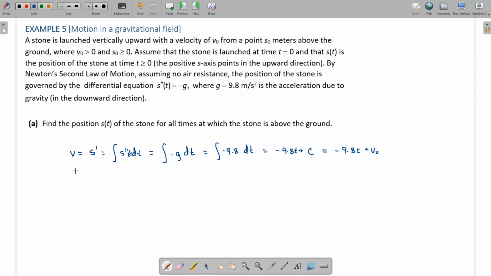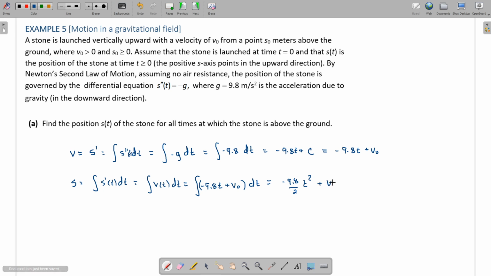And now we want to find position. So we know that position should be the antiderivative of s prime. But s prime is also v, so this is really the antiderivative of v of t dt. And we just found that over here. So the antiderivative of negative 9.8t plus v naught with respect to t is going to give us negative 9.8 over 2 times t squared plus v naught t plus, again, another constant.